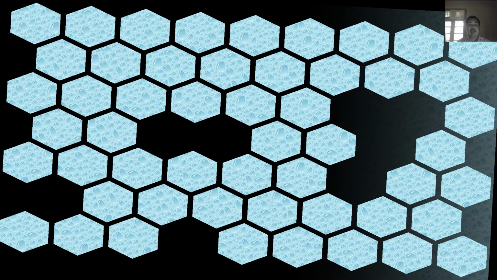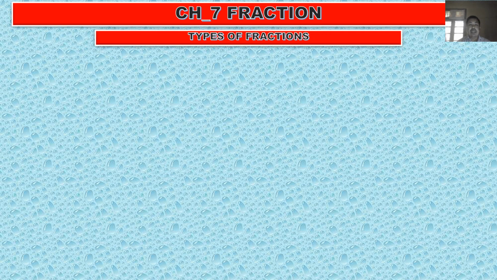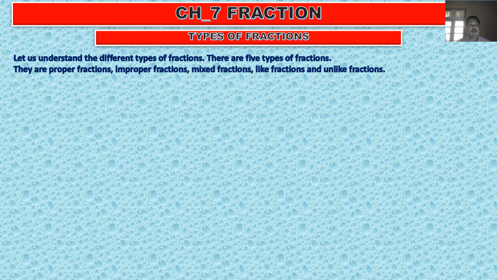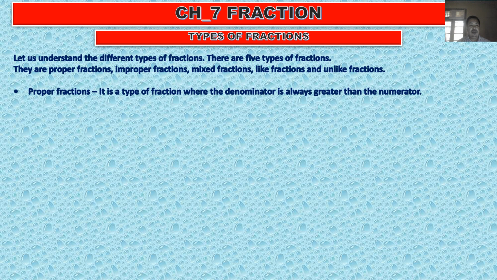The next part of the chapter we have is types of fractions. Let us understand the different types of fractions. There are 5 types of fractions. They are proper fractions, improper fractions, mixed fractions, like fractions, and unlike fractions. Each of them, let us try to know separately.